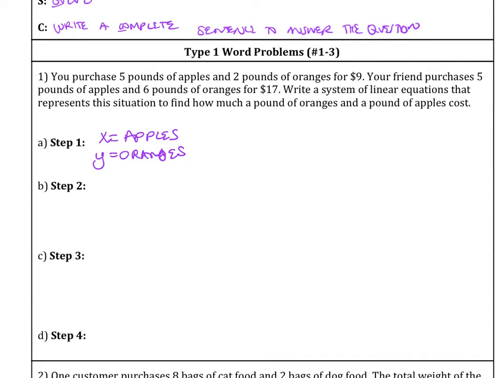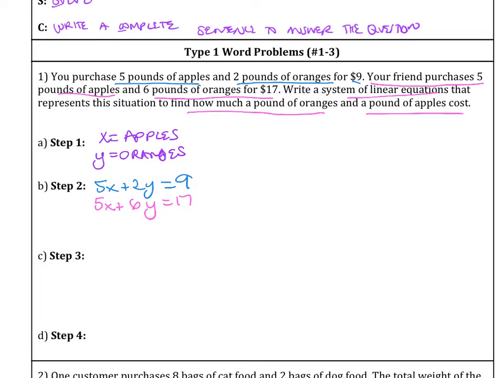So this one, it lists it for us. 5 pounds of apples and 2 pounds of oranges for $9. So we can say 5x plus 2y equals 9. Then we read the next sentence. Your friend purchases 5 pounds of apples and 6 pounds of oranges for $17. So that's 5x plus 6y equals 17. So now we wrote our system of linear equations, and now we need to find out how much a pound of oranges and a pound of apples cost. So we're going to solve.